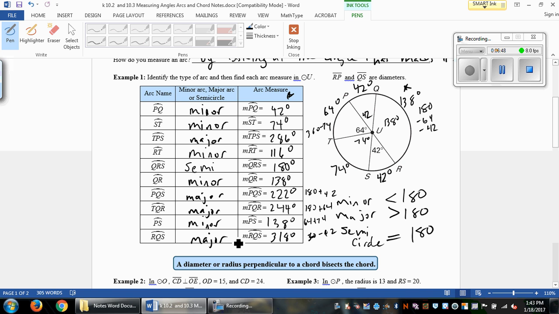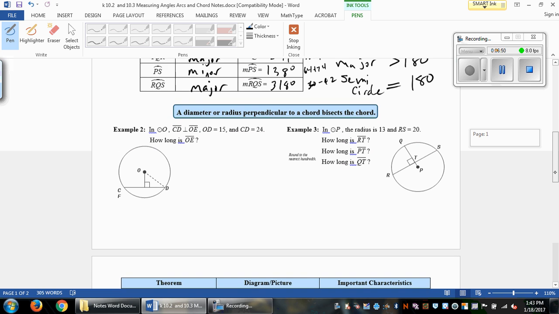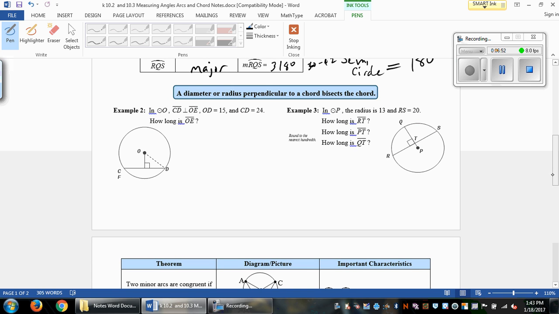Okay, and that completes example 1. Okay, so example 2, we're learning that a diameter or radius is perpendicular to a chord, and it bisects it. So that helps us figure out some information. So here we're told that CD is perpendicular to OE.